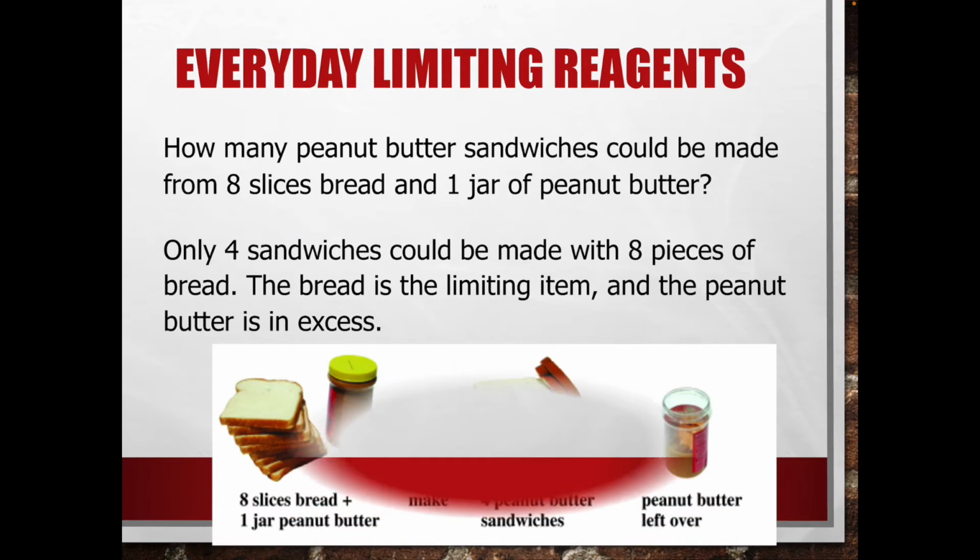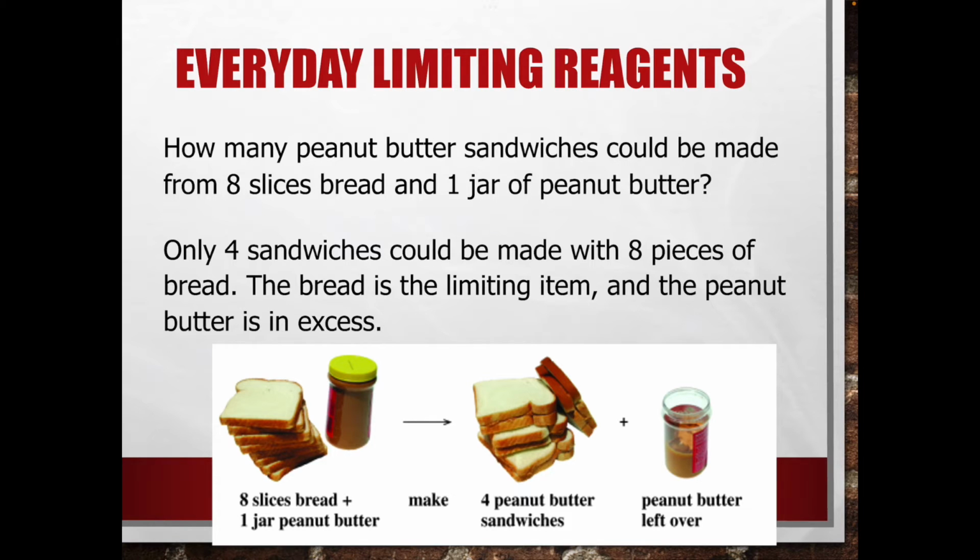But here, our limiting reagent would be our slices of bread. A jar of peanut butter is huge. You're definitely not going to use up a whole jar of peanut butter for 4 sandwiches. Or if you are, you're making your sandwiches wrong, right? So here, our limiting reagent is our bread. We can make 4 sandwiches from the 8 slices of bread, so that is our limiting reagent. And then the peanut butter is left over. Here it looks like we have about half a jar, depending on how much you like peanut butter. There's going to be some left though, right? And so our peanut butter is the one that's in excess.